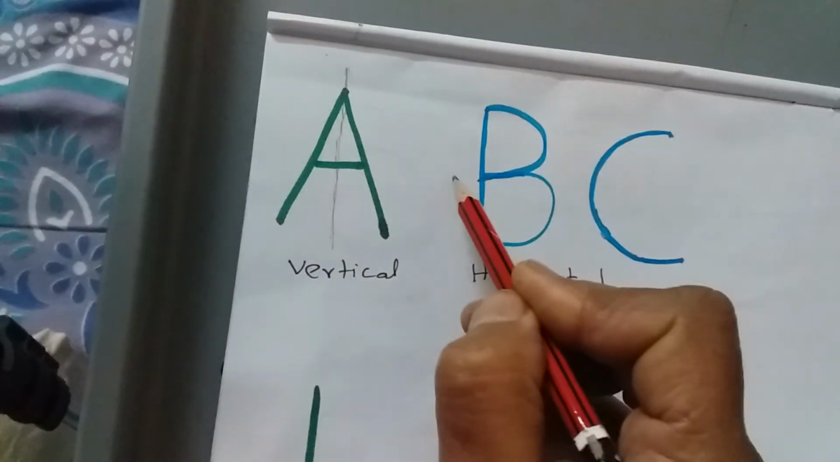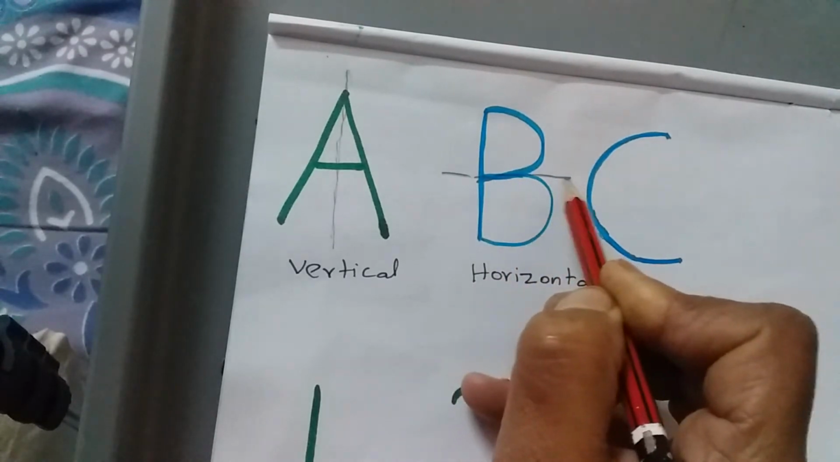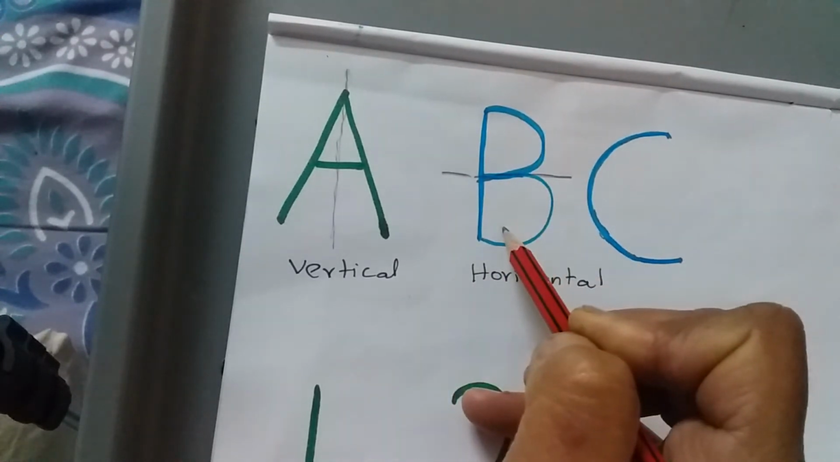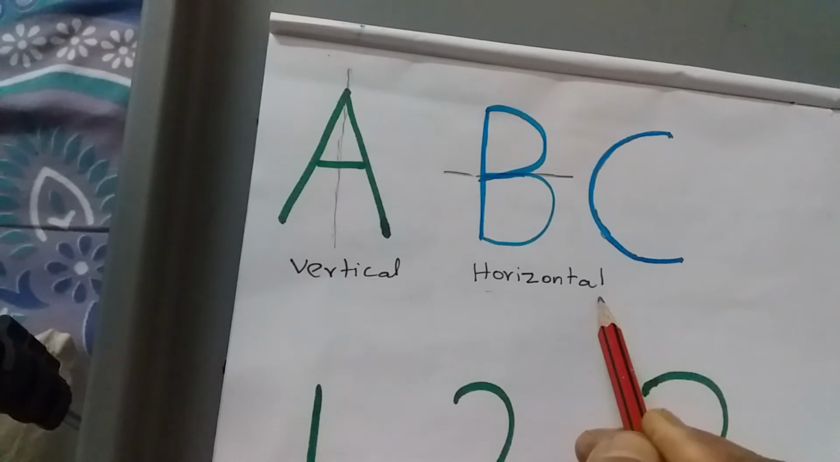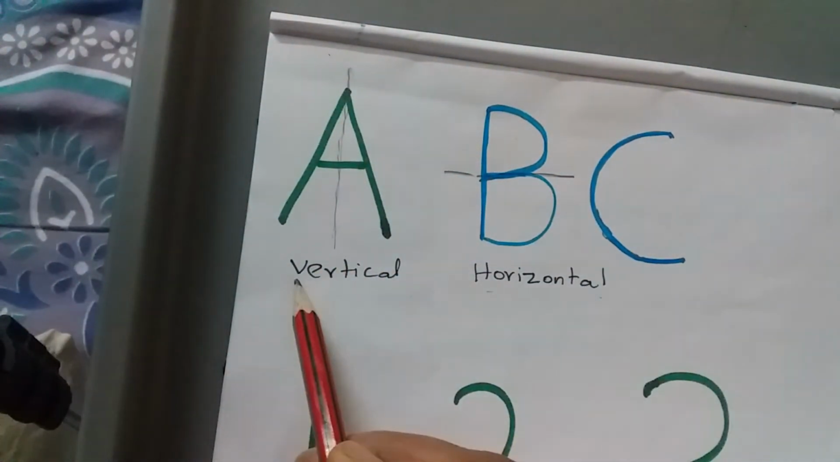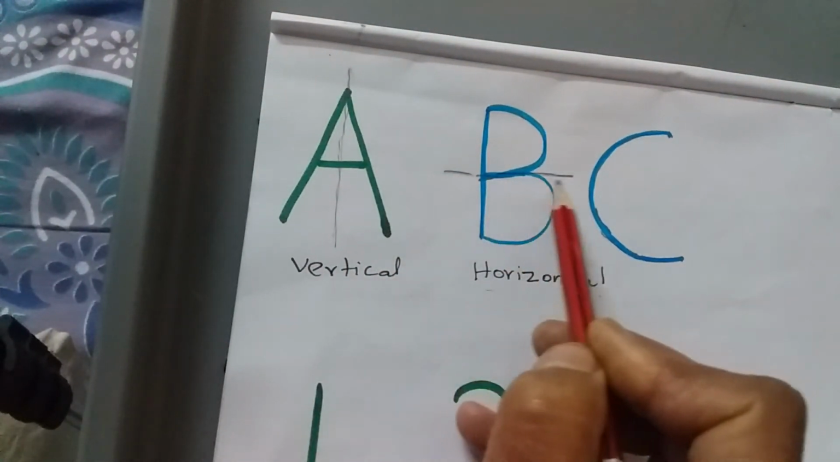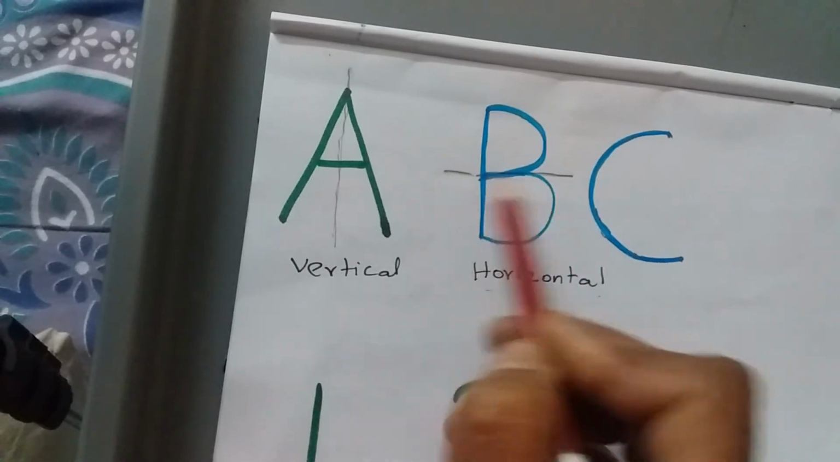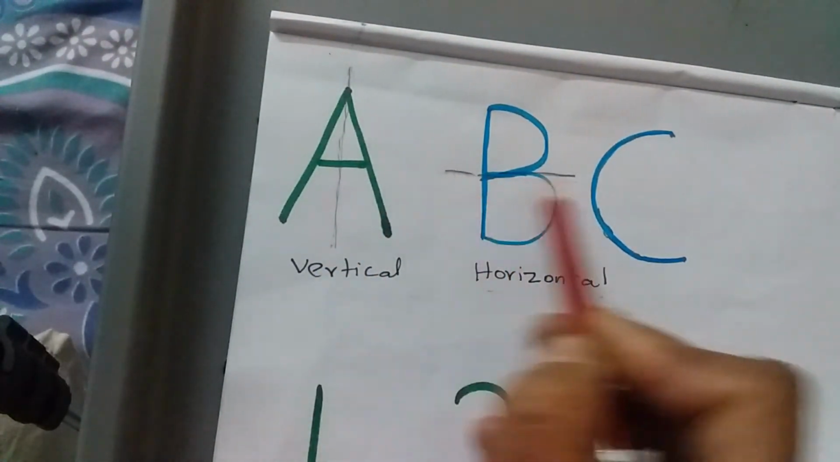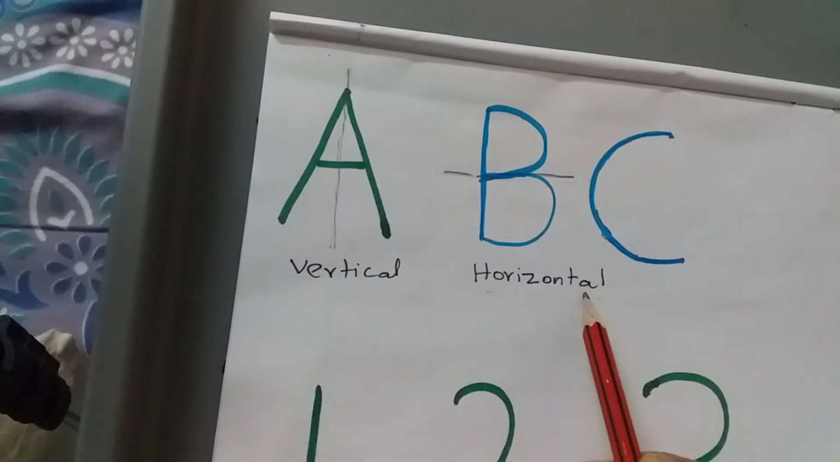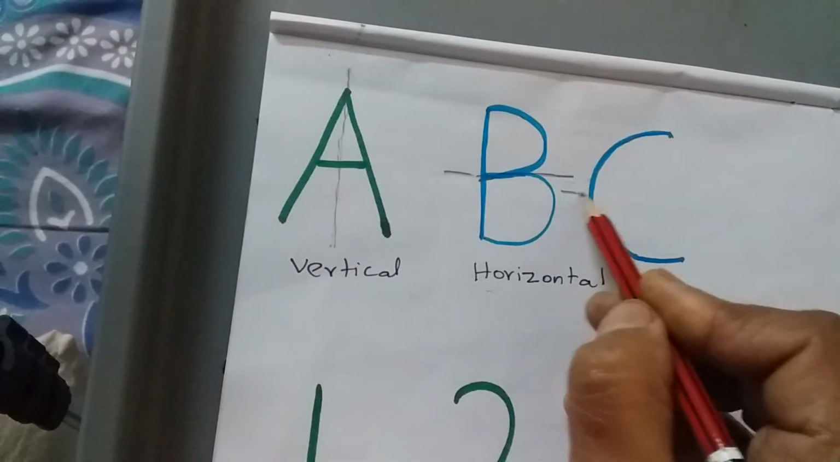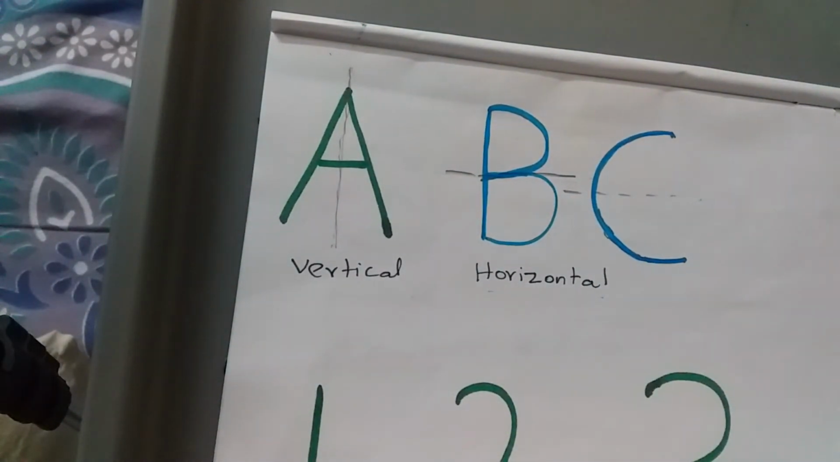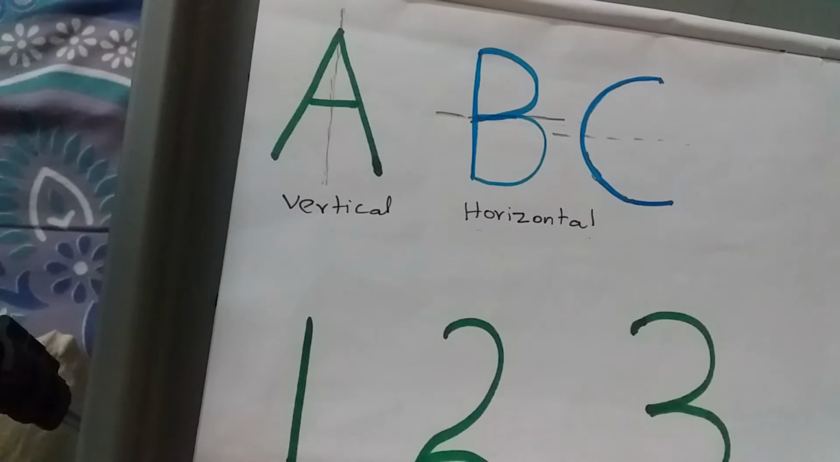And for B, how to draw? If you draw like this, it is divided into 2 equal parts. So this is the horizontal line of symmetry. When you draw straight, it is a vertical line of symmetry. When you draw a line like this, that is a sleeping line, standing line and sleeping line, it is a horizontal line of symmetry. And for C, how can we draw? Like this.